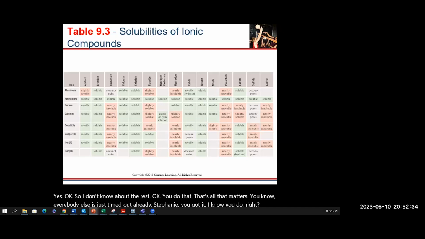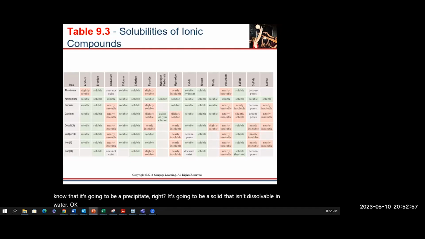So if we have this table, we can just go across to figure out whether or not things are going to be soluble. If it's in green, it's soluble, which basically means it's going to be dissolvable in water. It's going to be aqueous. If it's red or that pinkish color, then it's going to be a precipitant, a solid that isn't dissolvable in water.